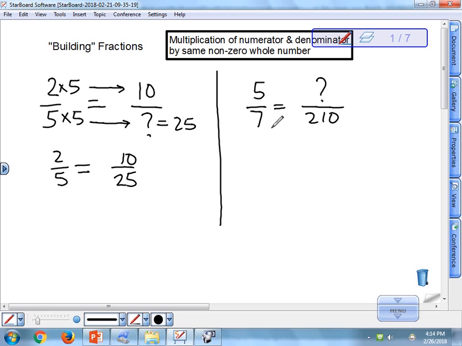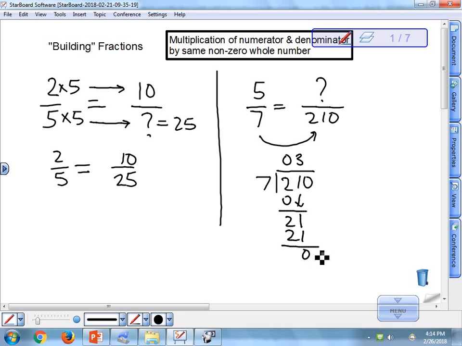Well, notice that I'm trying to go from here to here by multiplying by something. So let's use the inverse operation, which is division, to see if we can compute that multiplying factor. So I'm going to take 210, divide it by 7, and when I do so, I'm going to find that the number I'm looking for is indeed 30. And we can see that that is indeed the value that I need to multiply by because 210 divided by 7 is 30.